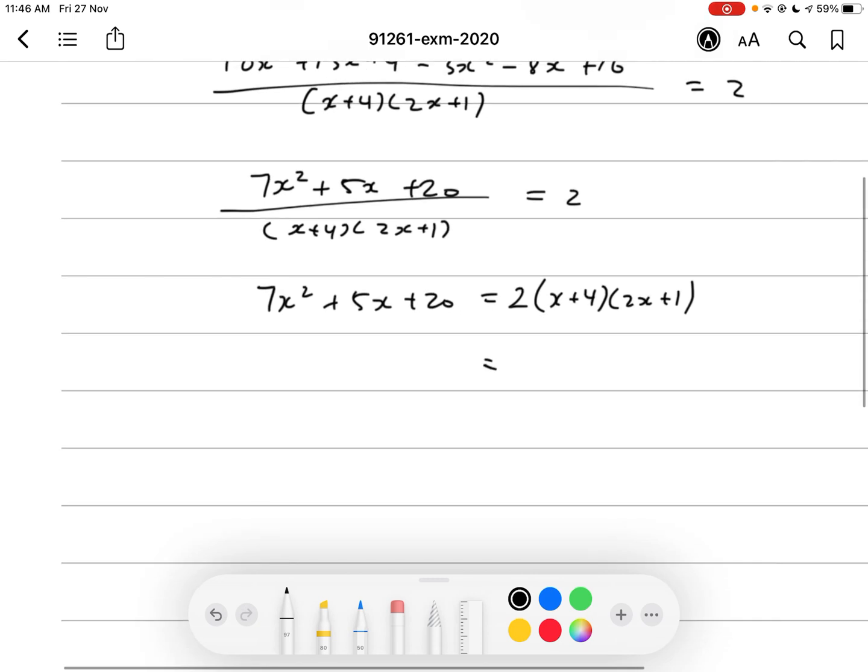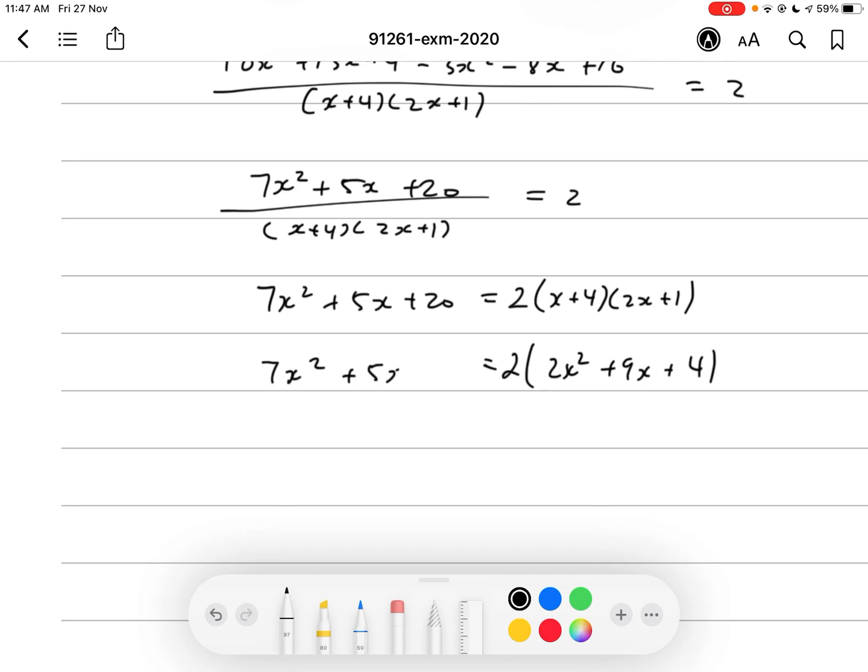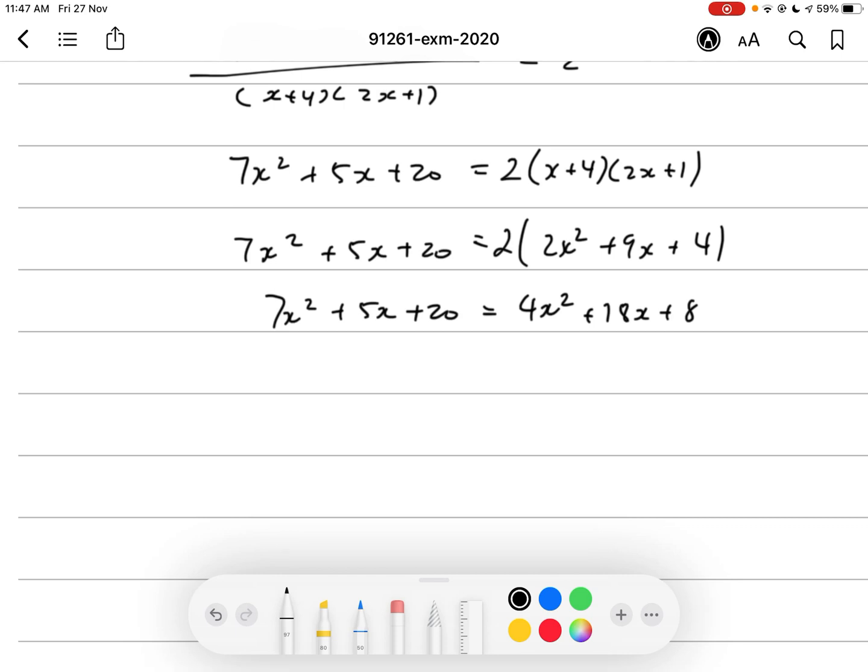Alright, so we're going to expand this right-hand side here. So we have 2 times 2x squared plus x plus 8x, so plus 9x, plus 4 times 1. Expanding out the right-hand side here, we have 4x squared plus 18x plus 8, and 7x squared plus 5x plus 20 on the left. Alright, so now we're going to subtract the like terms on both sides and make it equal to 0. So 3x squared minus 13x plus 12 equals 0.